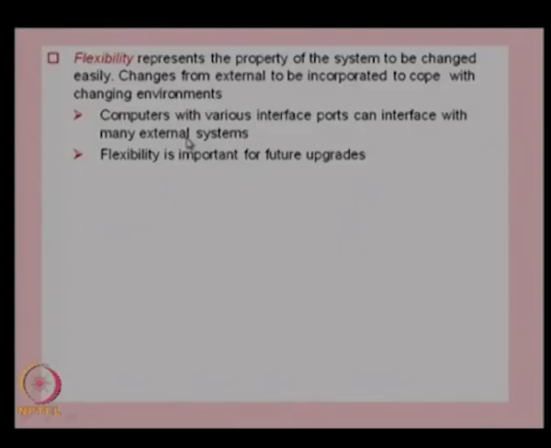Some examples are computers with various interface ports that can interface with many external systems. So, you provide various interfaces, so that you can connect the computer with various external systems. So, you have the flexibility of connecting a printer or a thumb drive or a camera to the computer. That kind of flexibility can be provided in the physical architecture, and this is very important for future upgrades also.